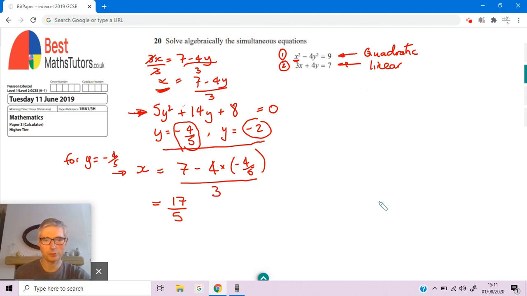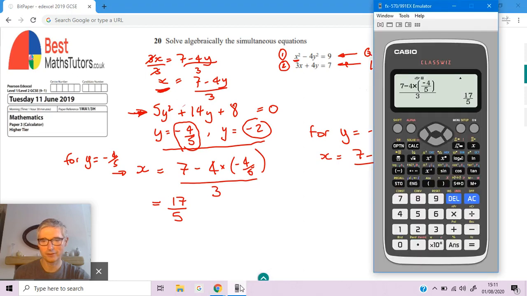And equally, we've got another one now. So that's one pair of solutions there. And the second pair of solutions, this time it's for y equals -2. So a bit nicer numbers on this one. And we've got x is 7 minus 4 times -2 over 3. And again, I'm just going to use the calculator to solve that.